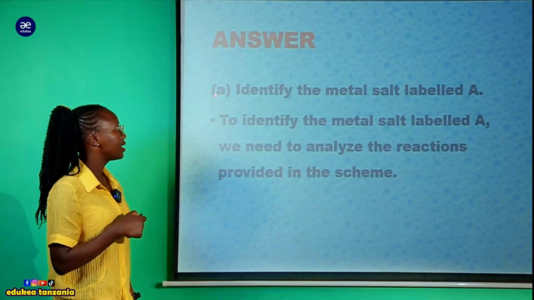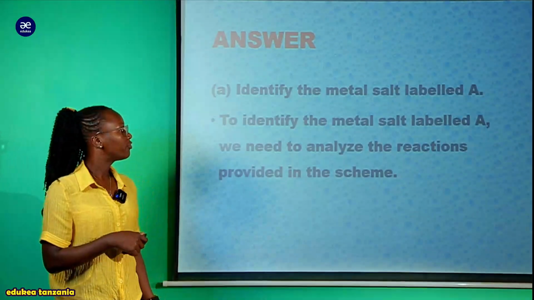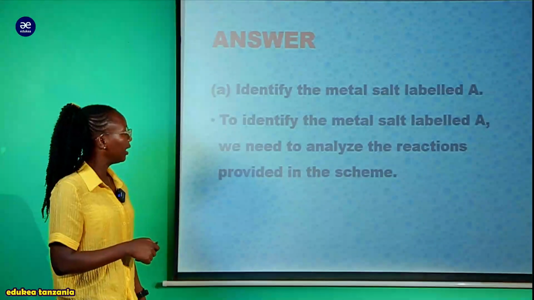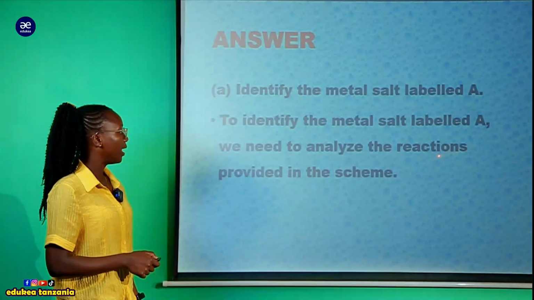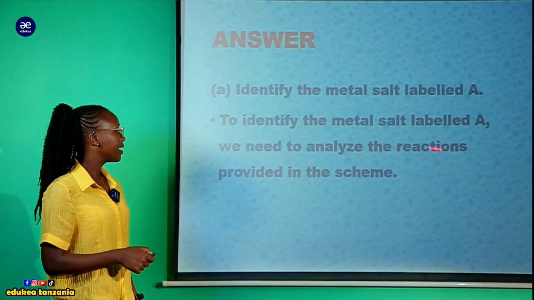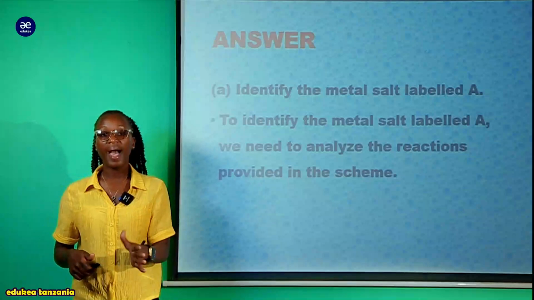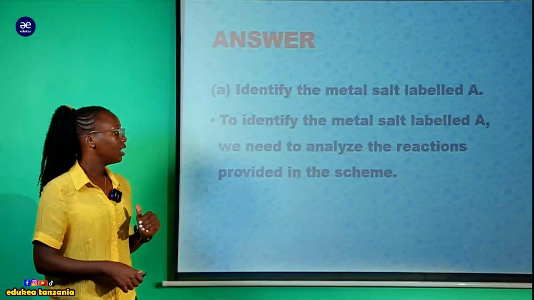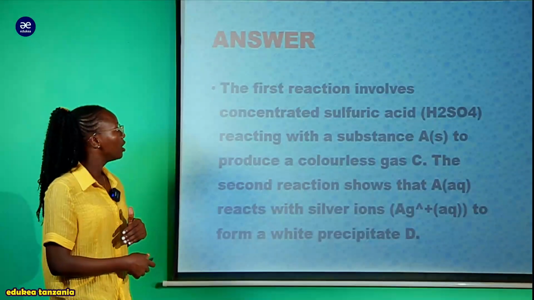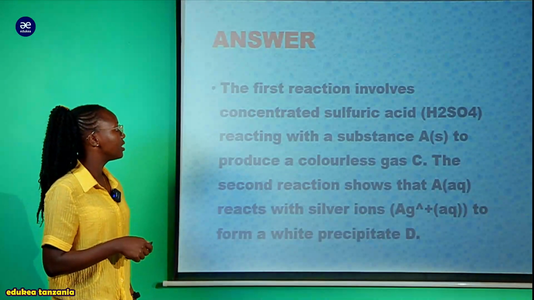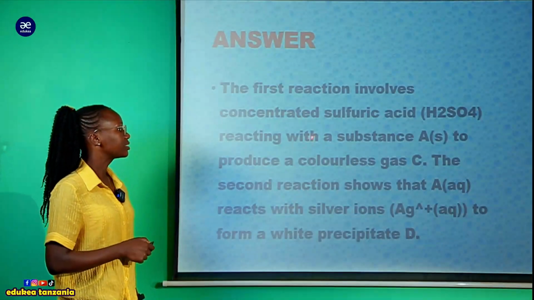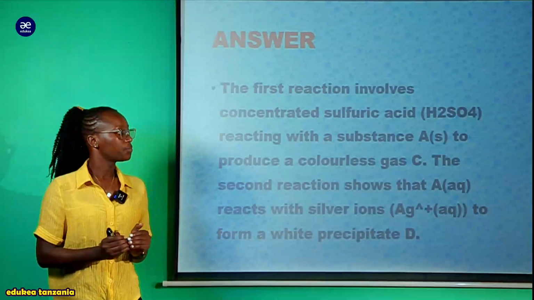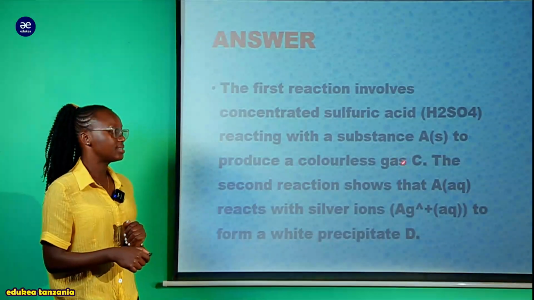Specifically let us start with part A ambapo tunataka kufanya identification or identify the metal salt labeled A. Okay, now to identify the metal salt labeled A, we need to analyze the reactions provided in the scheme. So the first reaction involves the concentrated sulfuric acid reacting with the substance ambayo ilikuwa ni A, ambayo ilikuwa in form of solid state, to produce the colorless gas C.